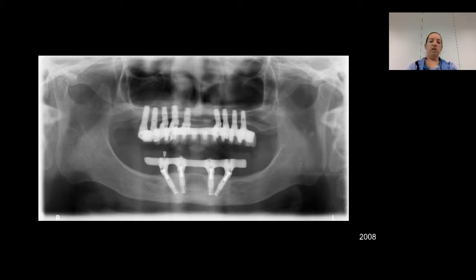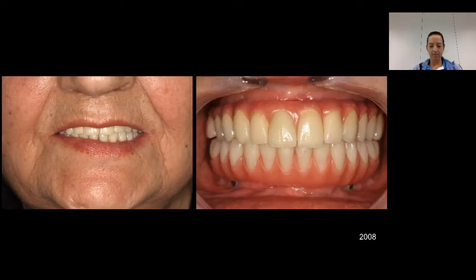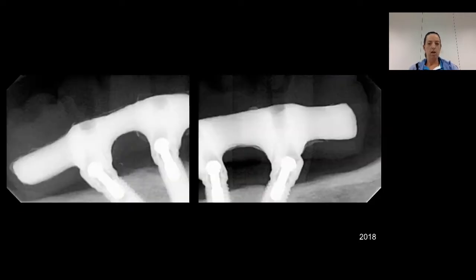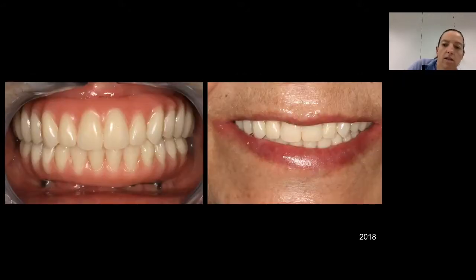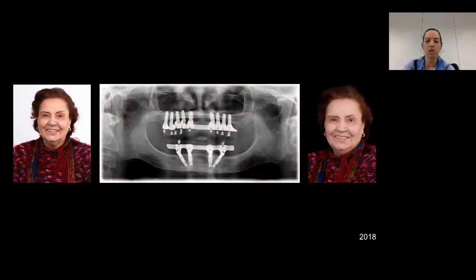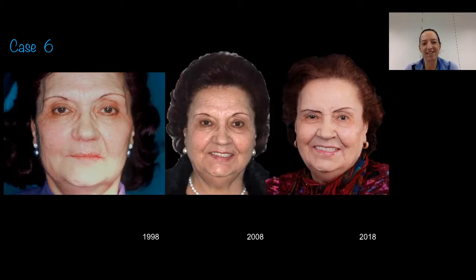Here is the OPG with 10 years of follow-up. Here is our lovely patient after 10 years. Here is, as you can see, the final prosthesis with 10 years in the mouth of the patient. Here are the periapical x-rays with 20 years of follow-up. And this is how it looks in the mouth of the patient after 20 years. So actually the patient got older, as you can see, but the teeth remain the same, as you can see here.